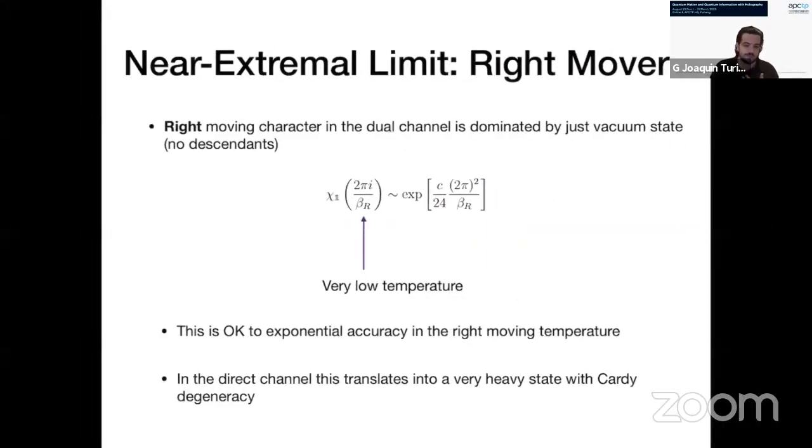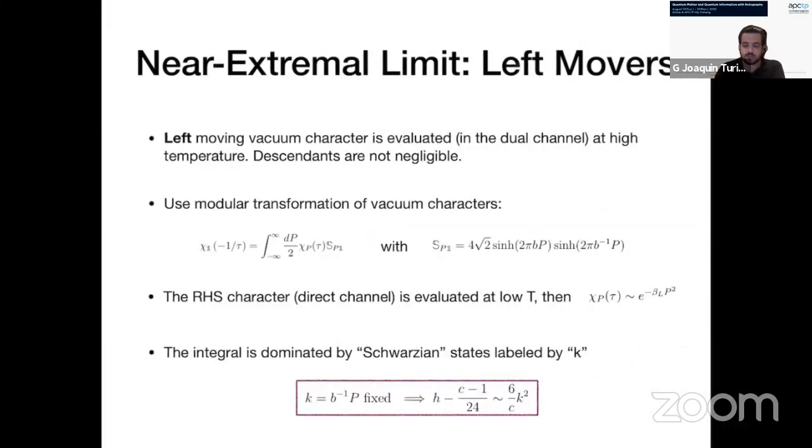So just to tell a little bit more detail of how this limit works. As I said, the dual temperature is a low temperature limit of the right moving sector, so we have only the Casimir energy. That's all, the vacuum contribution. And this is basically the term that, when you change ensemble and write it in terms of J, produces S naught, the extremal entropy. Now the left moving sector is at high temperature in the dual channel, and this means that descendants are not negligible. We need to sum over descendants.